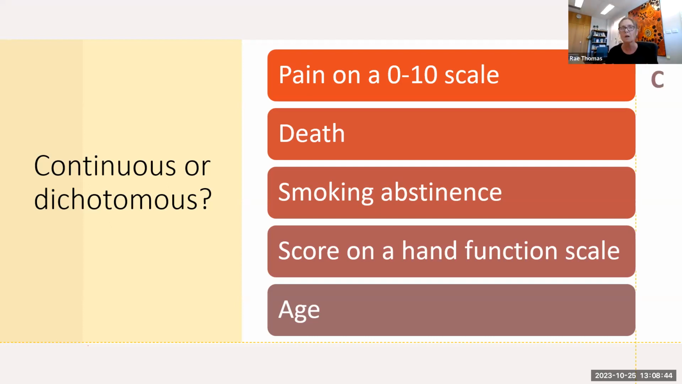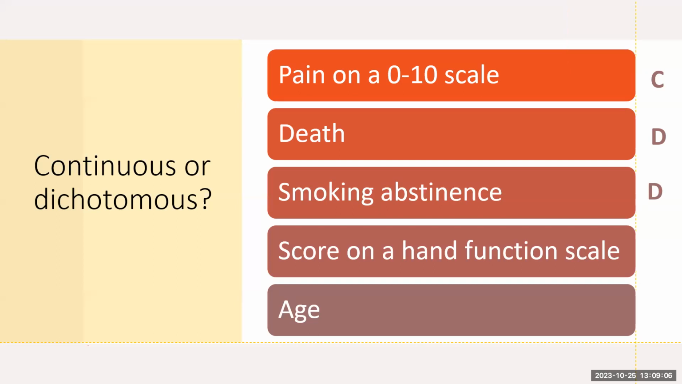Continuous or dichotomous? Carol, you've got your mic off. Dichotomous. Nailing it. Smoking abstinence. Dichotomous. Cool. Score on a hand function scale. Continuous. Yep. Age. Continuous. Totally. Cool. All right, you guys got continuous and dichotomous data.